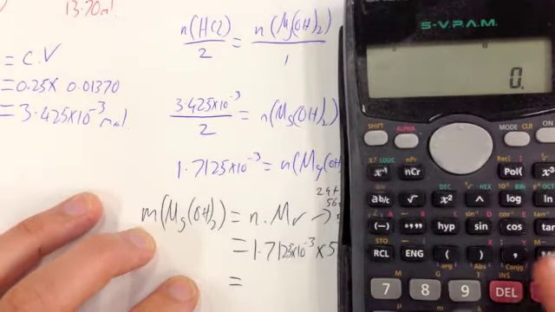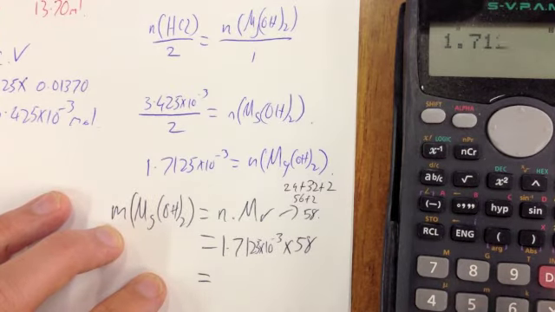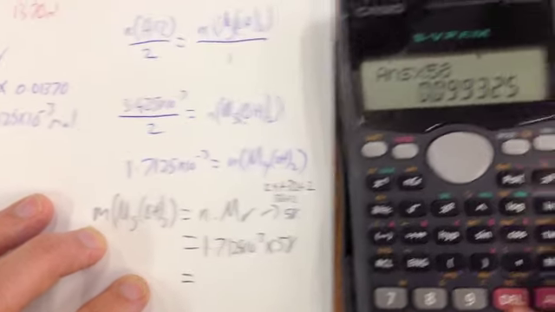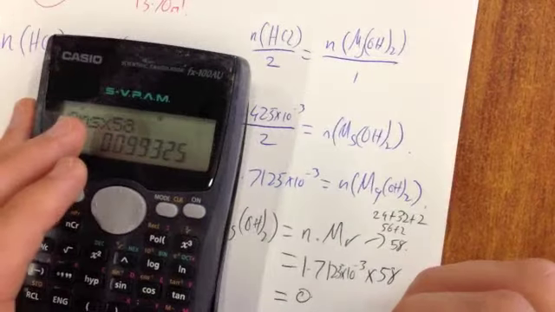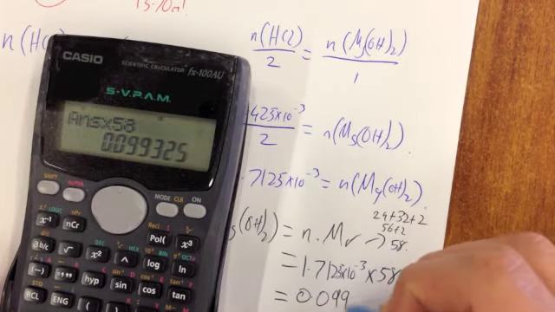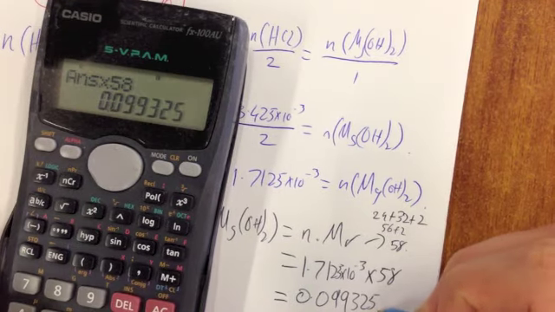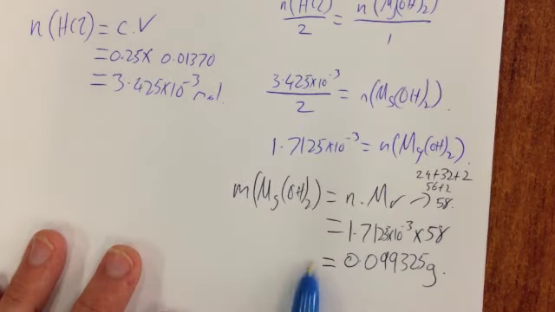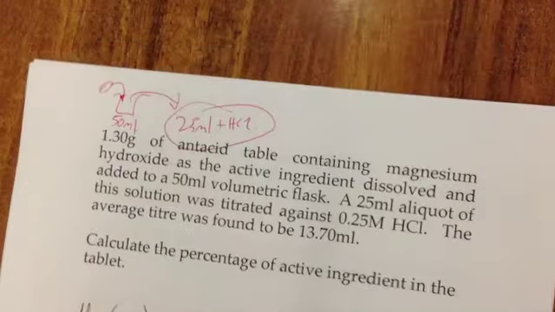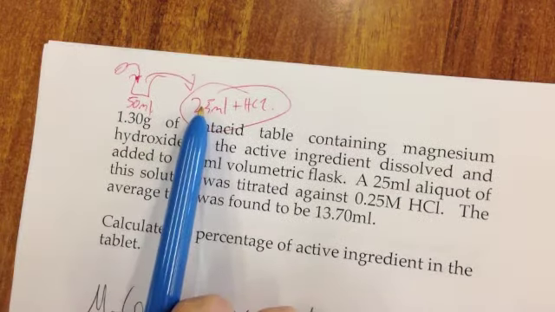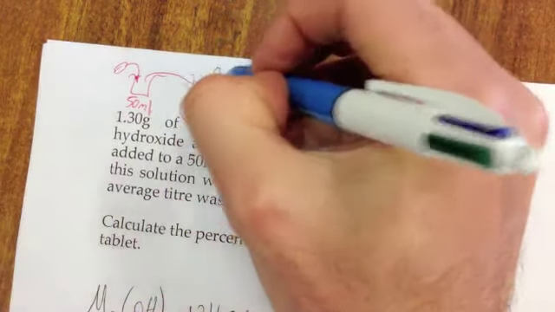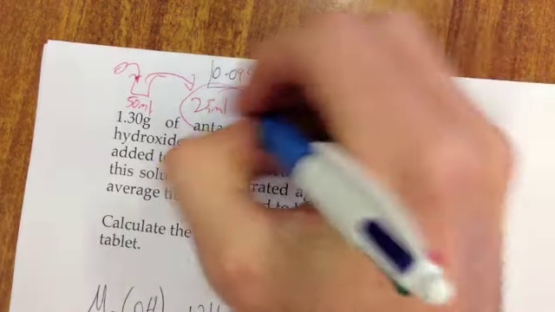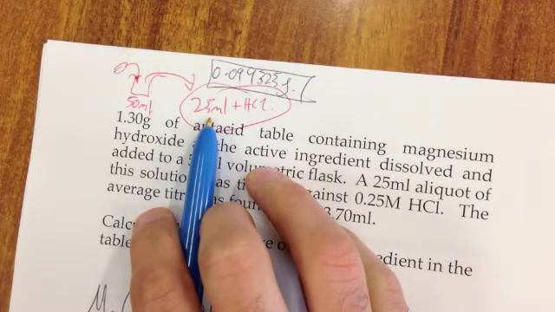So where's my old number? 1.7125 times 10 to the power of negative 3, times 58 equals 0.099325 grams. Now, let's have a look at this. Is this how much is in my tablet? No. Want to know why? Because what I've done, this is 0.099325 grams, and this was in my 25 ml aliquot.